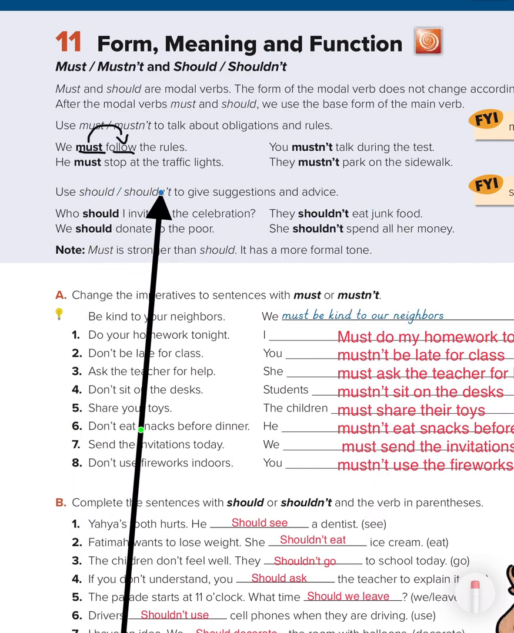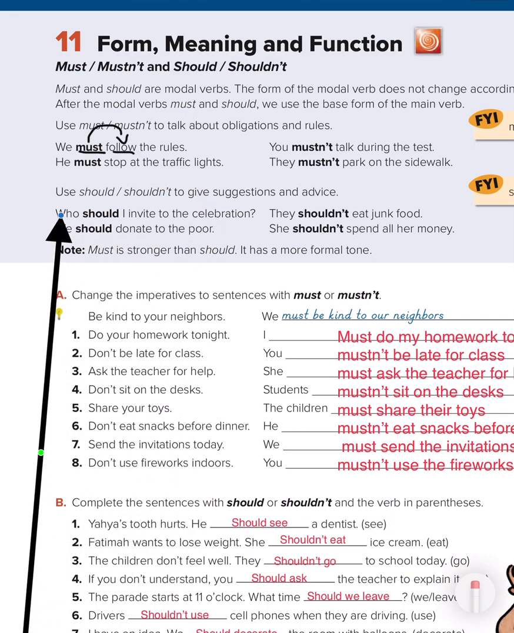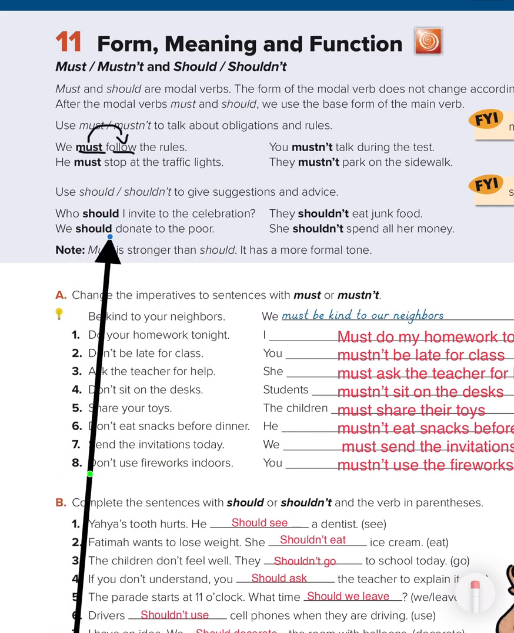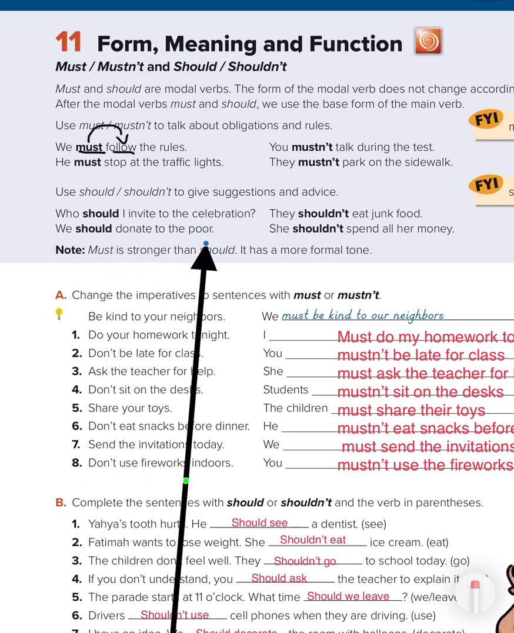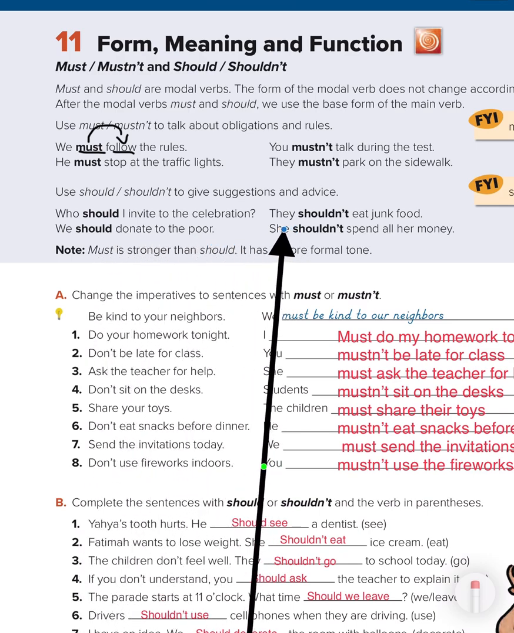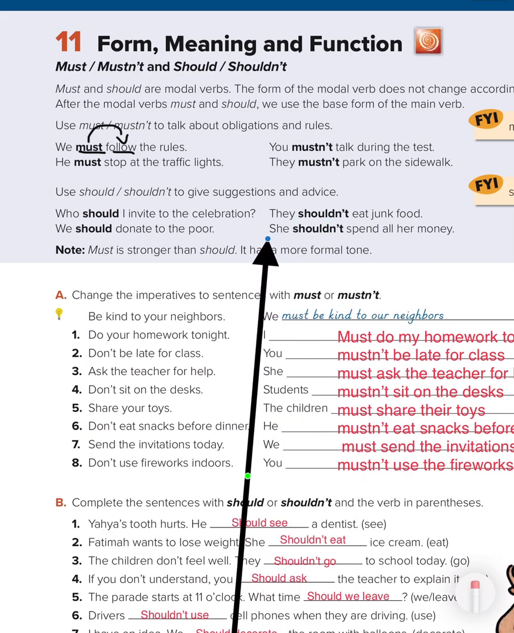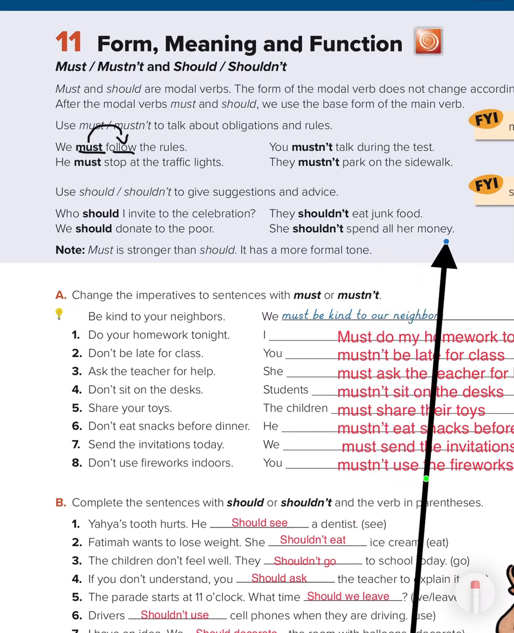Then we have should and shouldn't. We use it for advice. Advice, okay? If you want to do it, do it. If you don't want to, it's up to you, as you like, okay? Look what do we have here. Who should I invite to the celebration? We should donate to the poor. They shouldn't eat junk food. If they want to eat it, eat it. We don't care, but it is advice. Shouldn't. She shouldn't spend all her money.